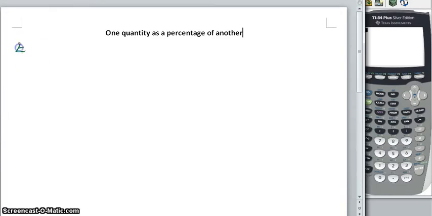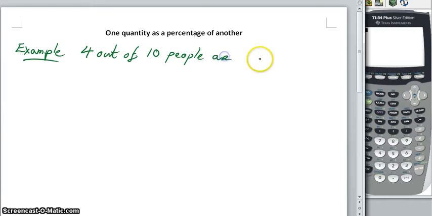Let's pretend that today we have 10 people in class, and 4 out of those 10 are wearing glasses. So the idea is very simple. Again, as I always do, I'm just going to use straightforward simple numbers. Now, 4 out of 10.